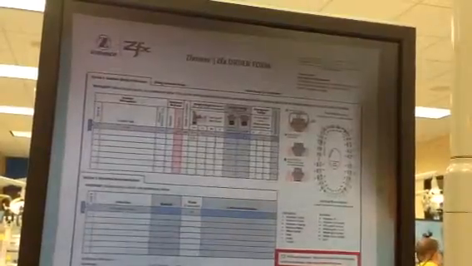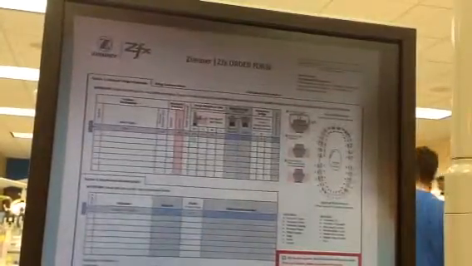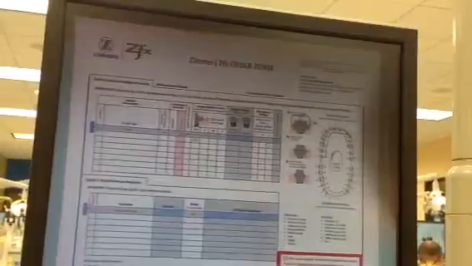Any questions about ordering a patient-specific abutment? Okay, Bill? It's a biometric.